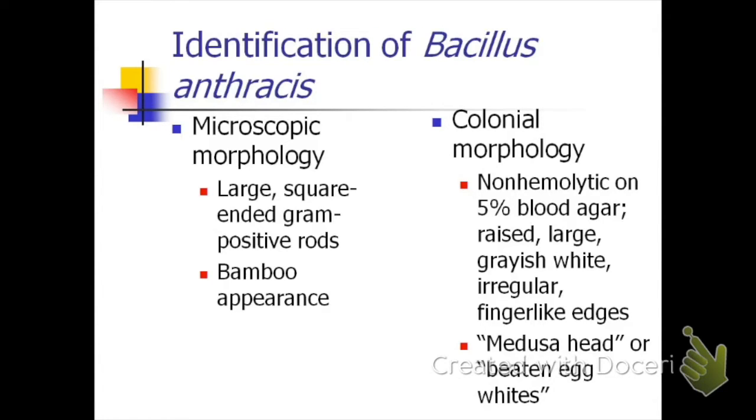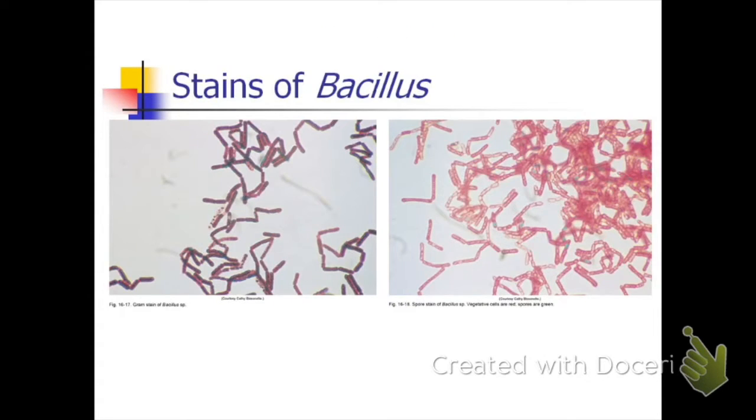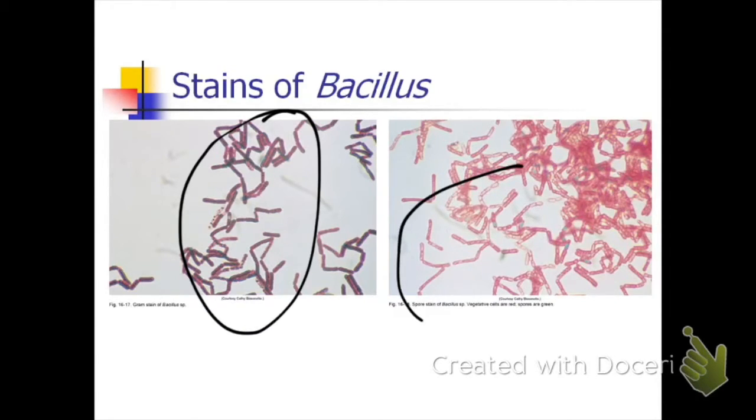I keep on telling you this, so hopefully you'll not forget about that. And you've seen a while ago, right? Grayish, whitish, irregular, medusa head or beaten egg whites appearance. So that's the colonial morphology of Bacillus anthracis. Okay, so here again, this one, the spores are not that obvious. Unlike this, is the hollow spaces or blank space. Okay.